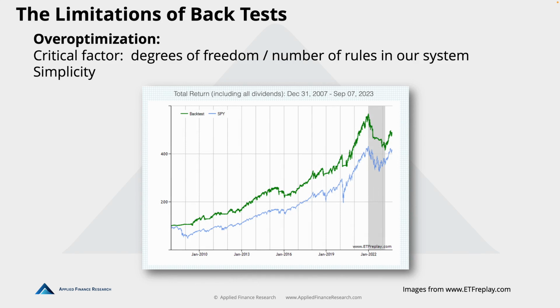Only 3 rules. The green line again is the system performance and the blue line is the S&P 500. So here we see that the system outperforms the S&P quite nicely with 3 rules that are caveman simple, and we have a very low risk of over optimization.